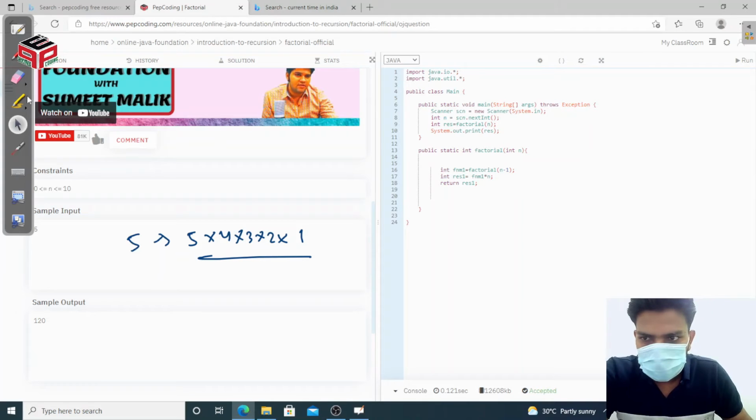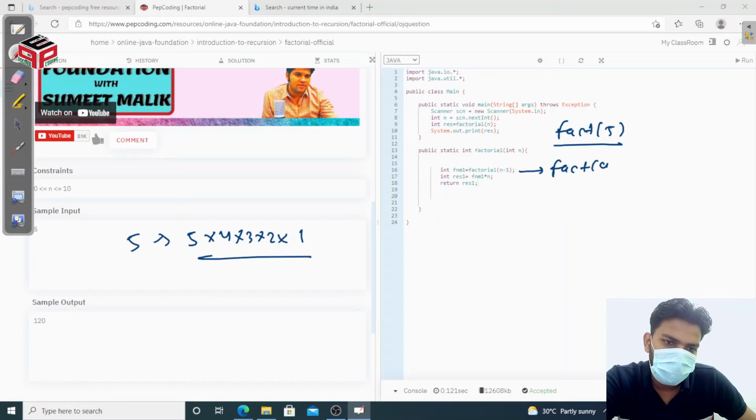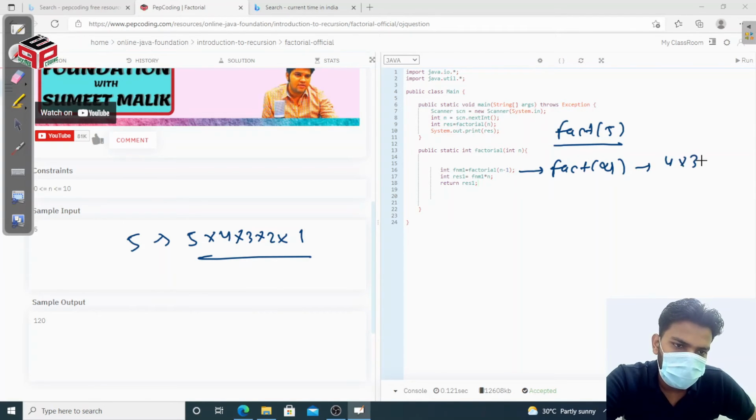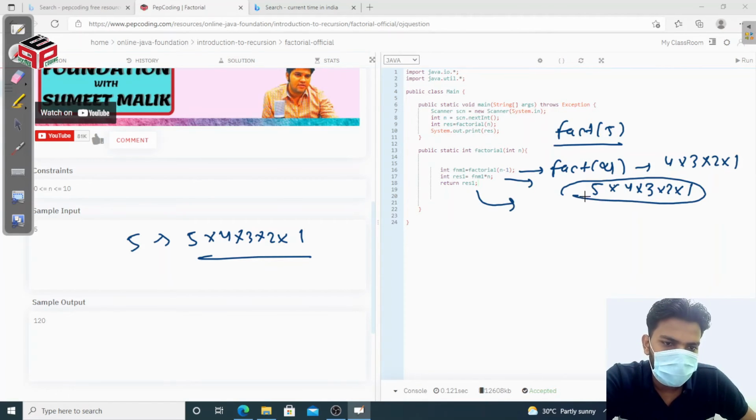So what I'm saying is that if we want to calculate factorial 5, what is our faith? Our faith is factorial 4, which will know how to calculate 4 cross 3 cross 2 cross 1. Then this is the stage where our faith and expectation meet, where we multiply 5 cross 4 cross 3 cross 2 cross 1, and we return this as the result, so that we return factorial 5.